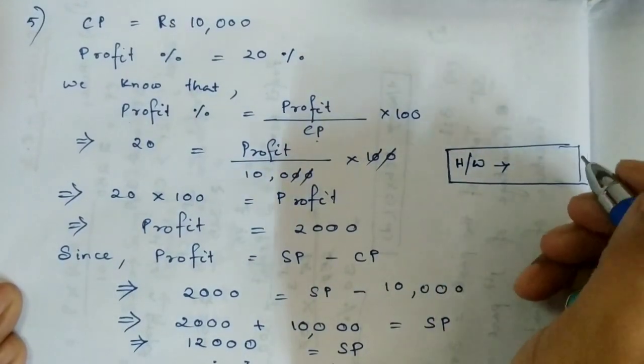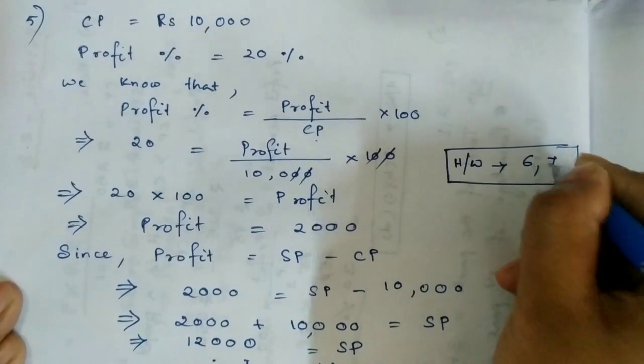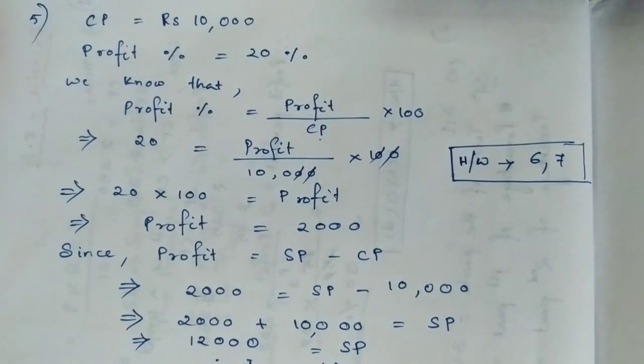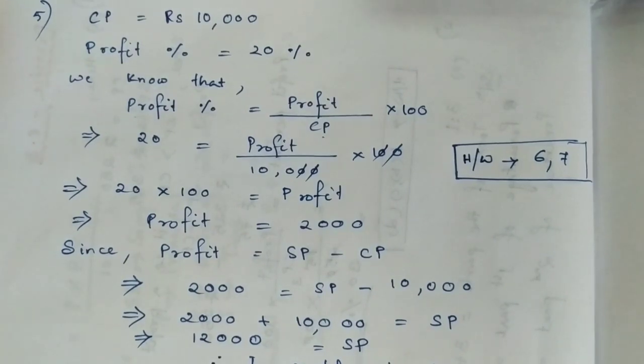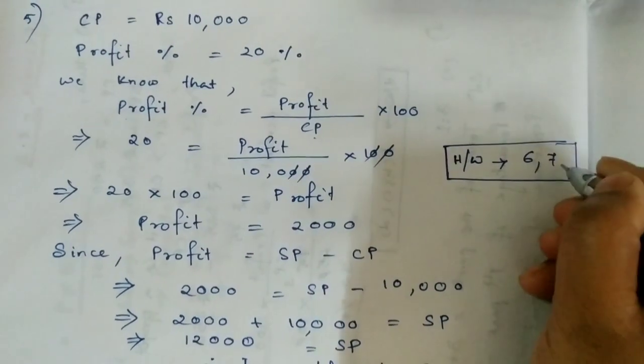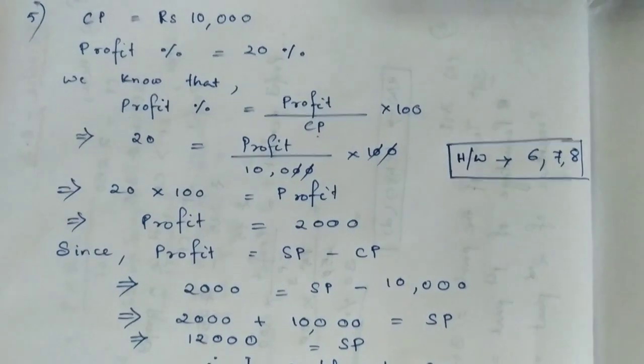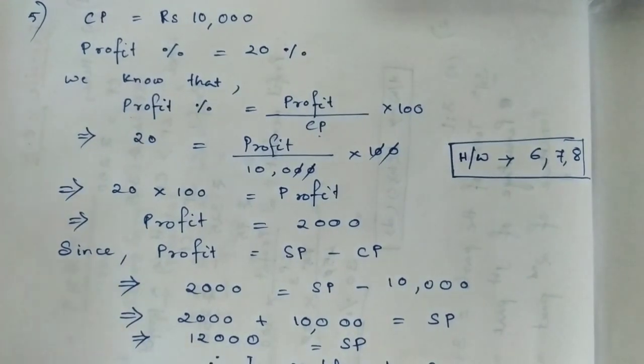So you will be trying question number 6 and 7 as your homework. Now let's move on to the next question. 6, 7, 8 is also of that kind. You can try number 8 also. Now we'll go to question number 9.